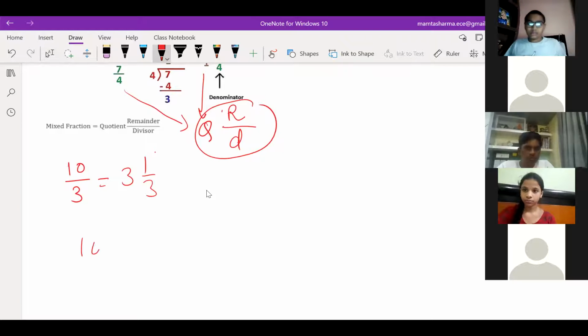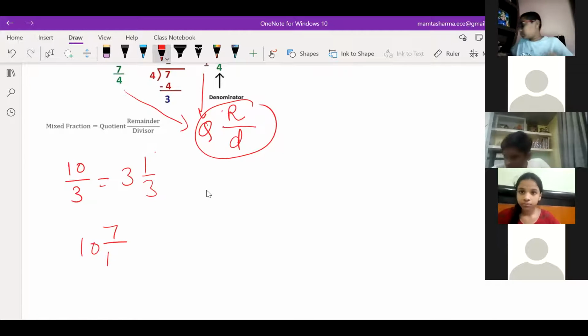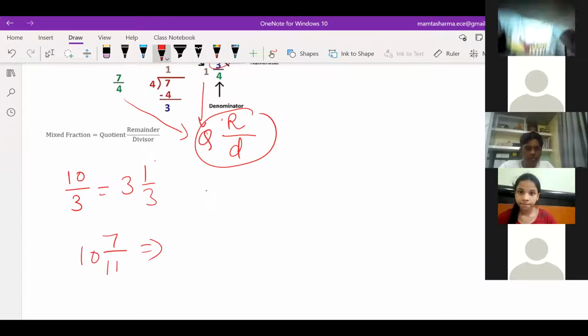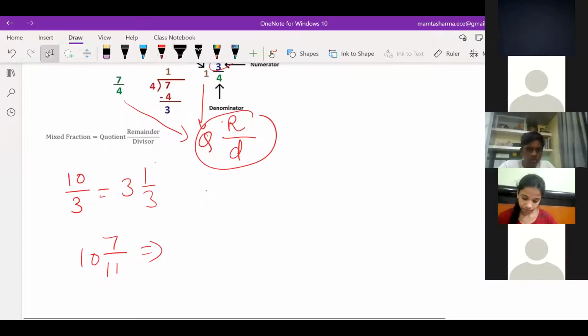Okay. Now convert this into an improper fraction. Ma'am, 1 minute, I'm doing. Convert this fraction into an improper fraction.